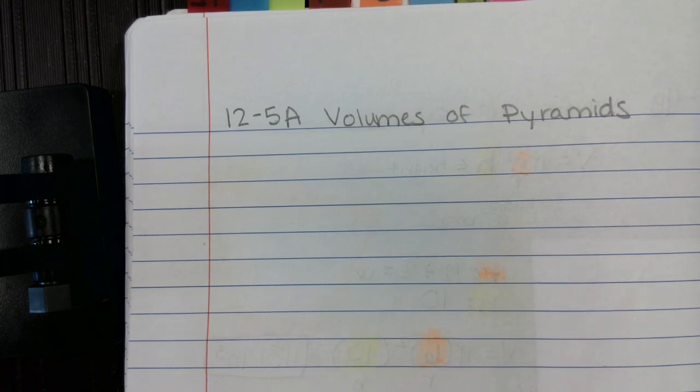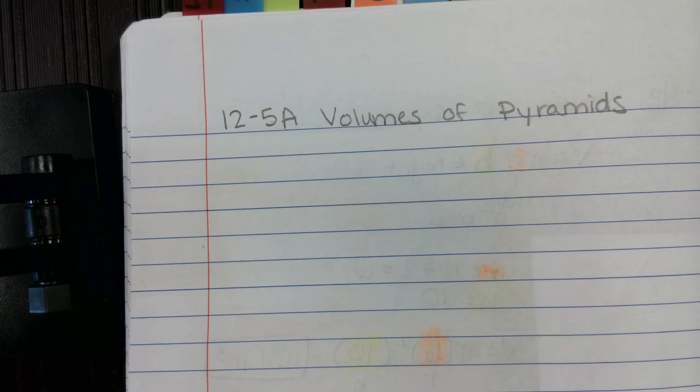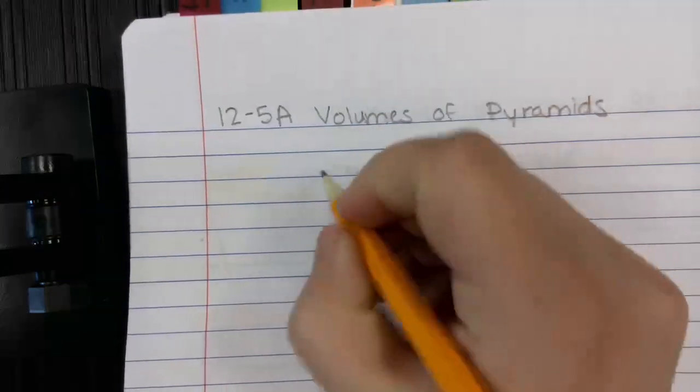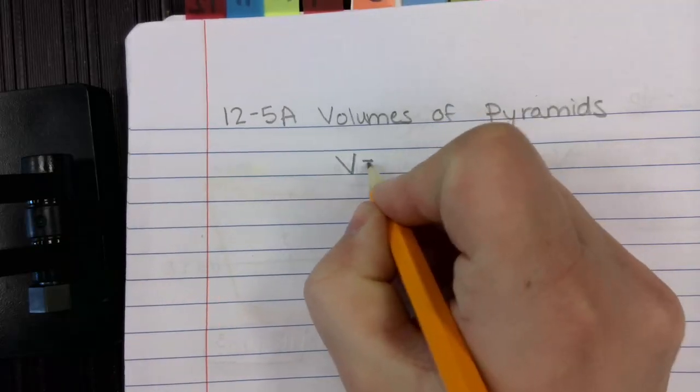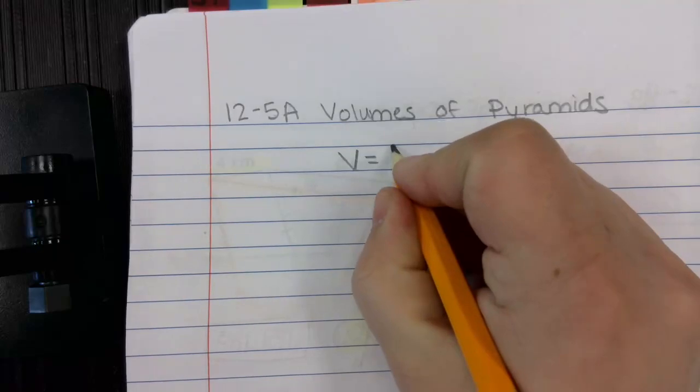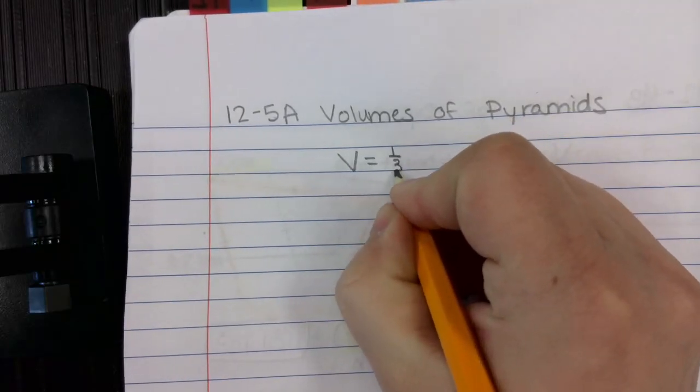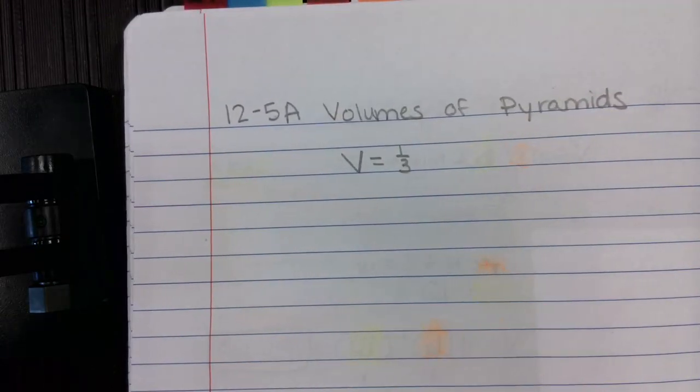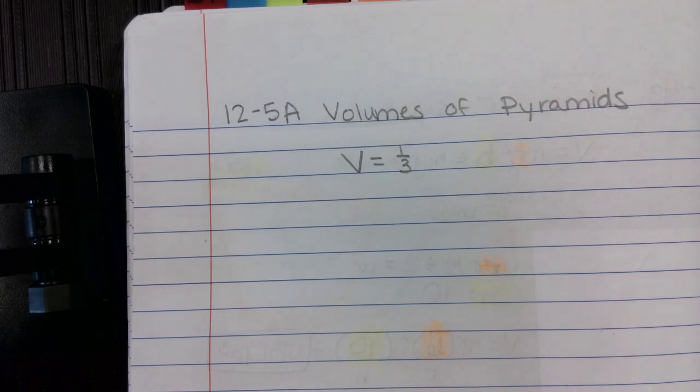But what we know is that out of a prism, we can create 3 pyramids. So our volume is going to be V equals 1/3 of that prism amount. And that prism amount, remember, was area of the base times height.